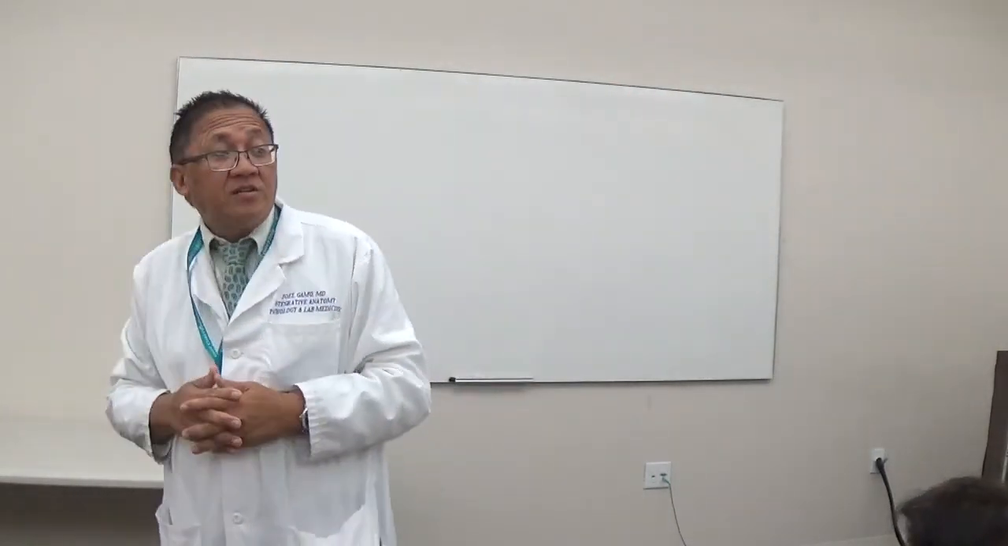Very good. 5,000 to what? 10,000. Anything above 10,000, it's infection. It's leukocytosis. Leukocyte is another word for white blood cell. It's an indication of a possible infection.